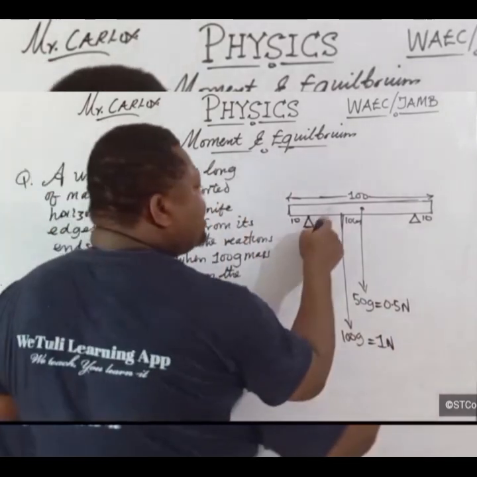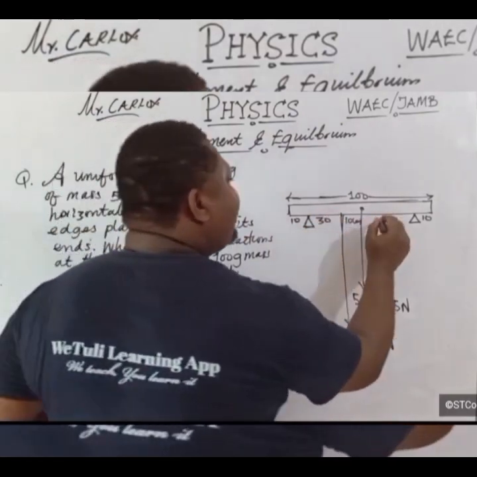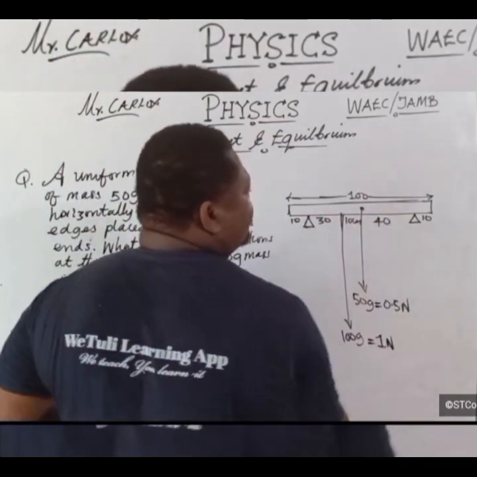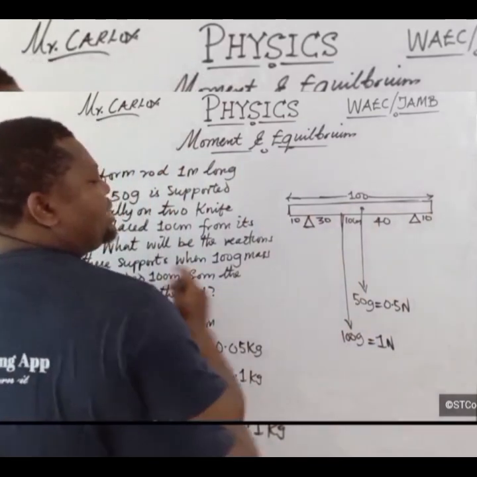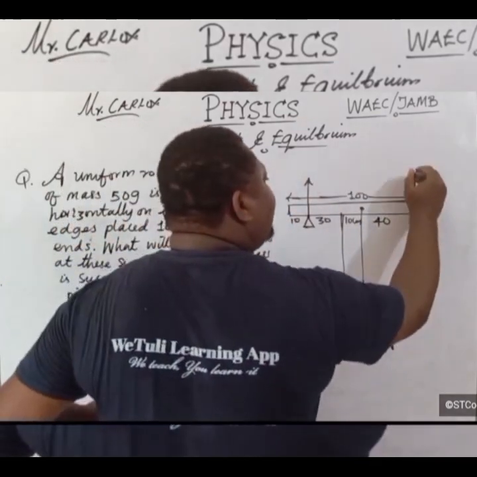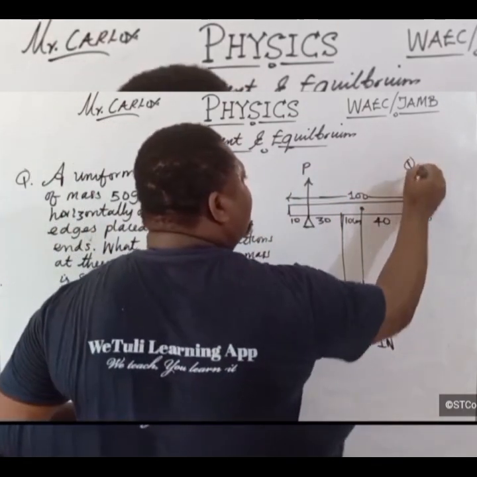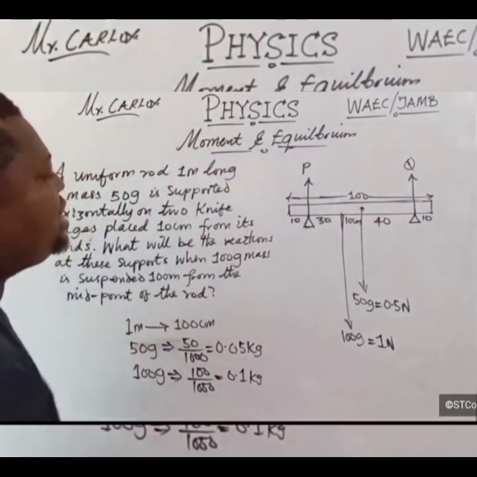So it means that here is now 30 centimeters. Here remains 40 centimeters because it's 50, 50. Now, this part is called the knife edge support. So let's call this place force P and force Q. That is the support of the knife edge, or the fulcrum.